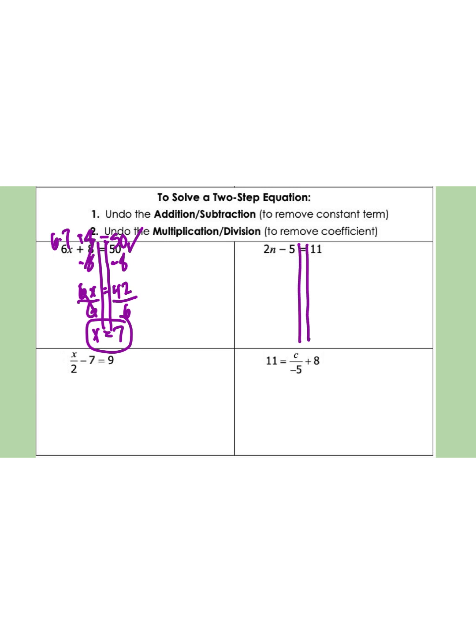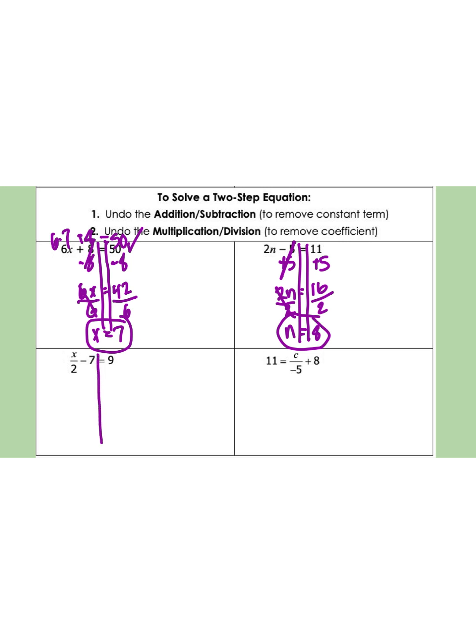I'm going to undo my subtracting 5 by adding 5. What I do to one side, I do the same thing to the other side. The opposites cancel out. I have 2n is equal to 16. Now I have 2 times n, so I want to divide by 2 on both sides. Opposites cancel. 16 divided by 2 is 8.